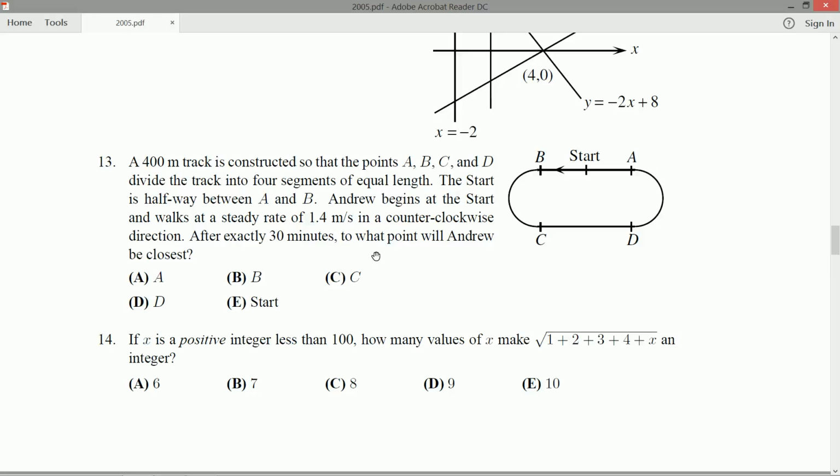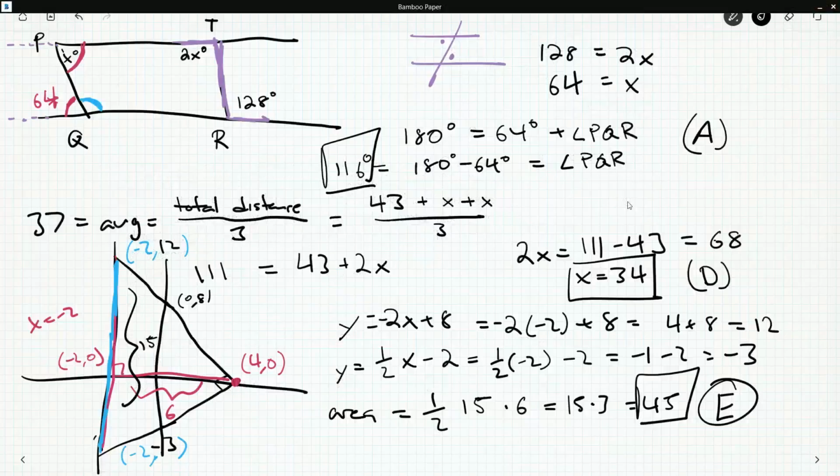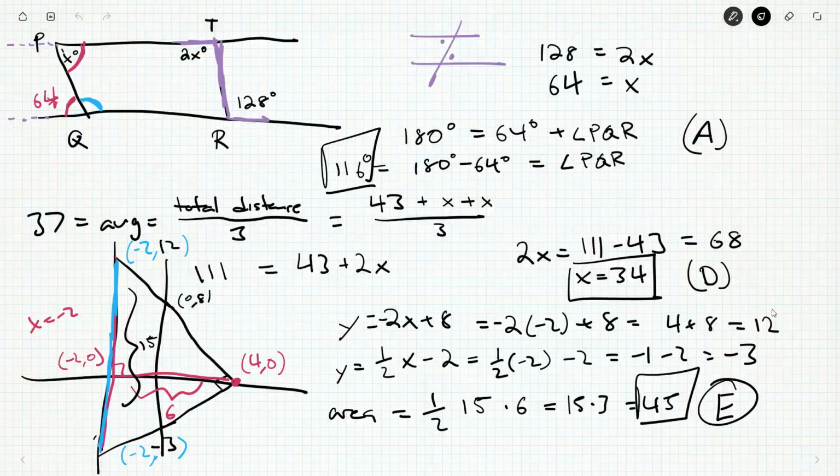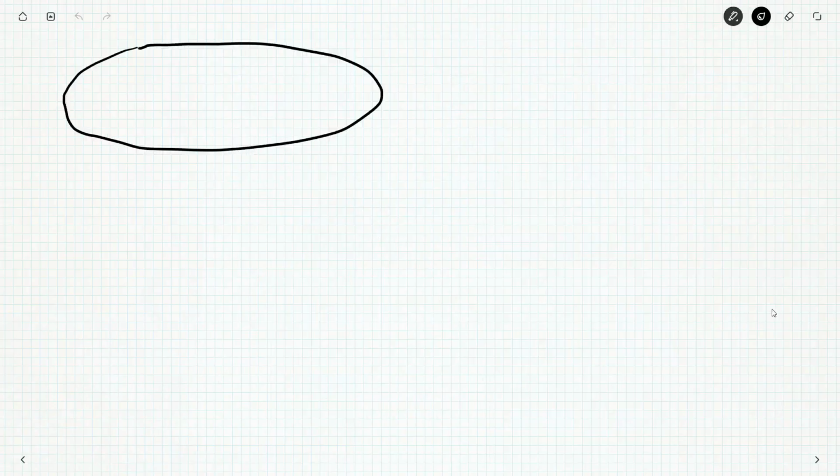So it's a 400-meter track. Now, the particular shape of sort of a pill doesn't really matter here. You could have just a giant circle of 400 meters, because A, B, C, and D are just placed so that they divide it. The difference between them is going to be 100 each, other than the start being halfway between A and B. So I'm going to copy this picture. First, get a fresh piece of paper. I'm going to copy this picture, and I'm just going to talk about the distance between them. So we do sort of have a pill shape, so I'm just copying what they have.